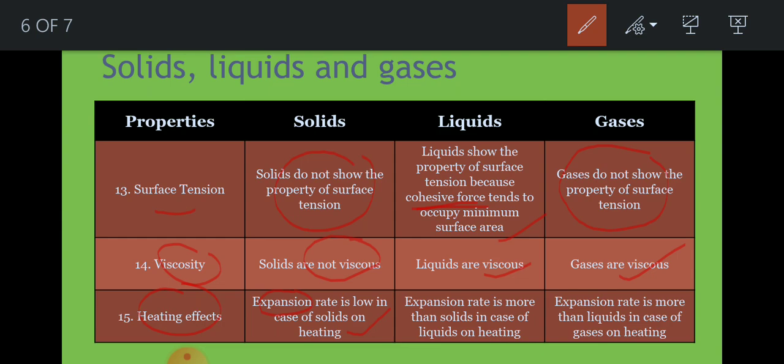Okay, now let us come back to this table once again. So expansion rate is low in case of solids on heating. And in case of liquids, we see that expansion rate is more than solids. And expansion rate is more than liquids in case of gases. So the expansion rate is maximum in case of gases and minimum in case of solids. I hope these properties are clear to you, and also the differences between solids, liquids and gases are clear.